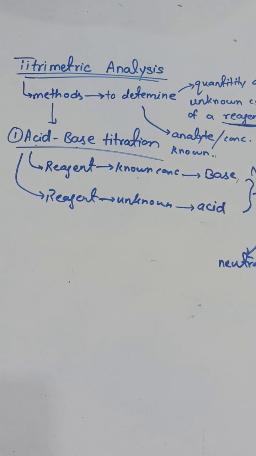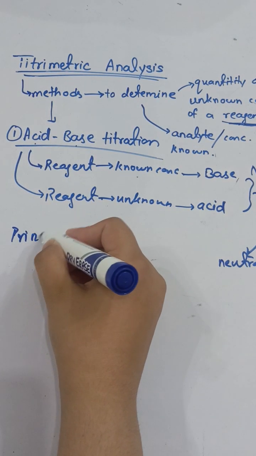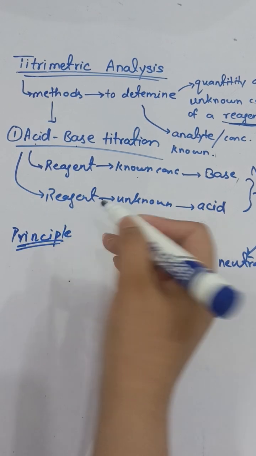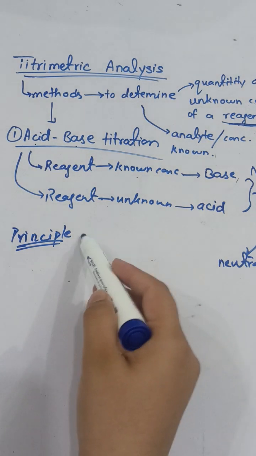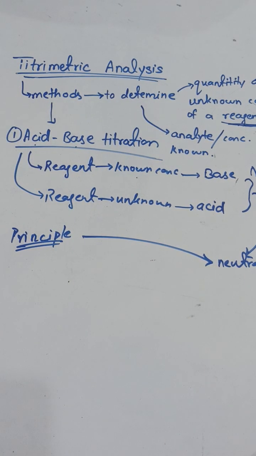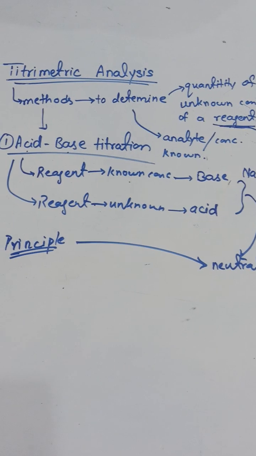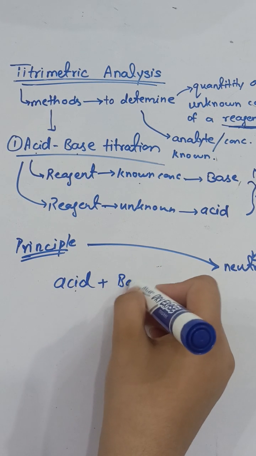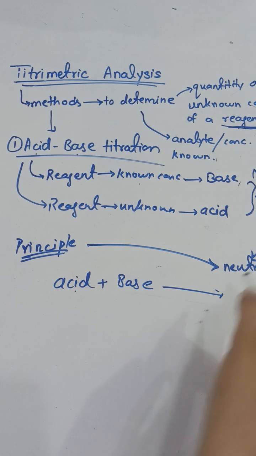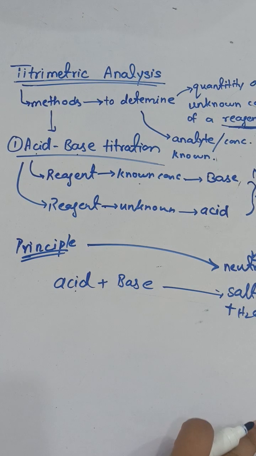Okay, after discussing it, now we will discuss the principle of acid base titration. So what is the principle of it? The basic principle of acid base titration is our neutralization reaction. This is the basic principle here. Why? Because any acid and a base will react, giving a neutralization reaction, and produce a salt and water. So this is the general neutralization reaction.